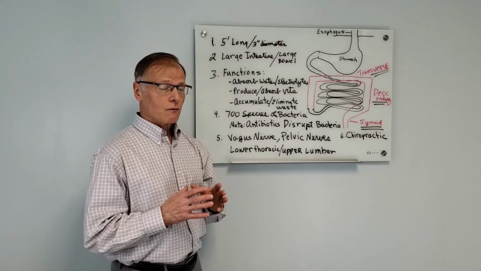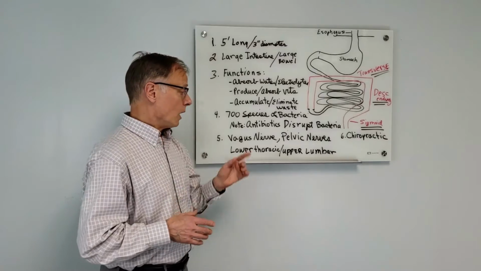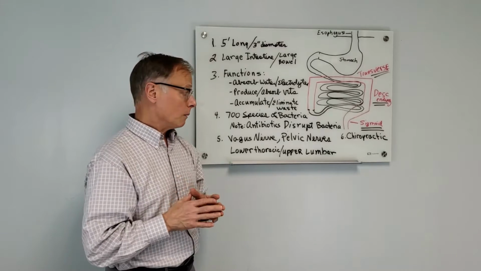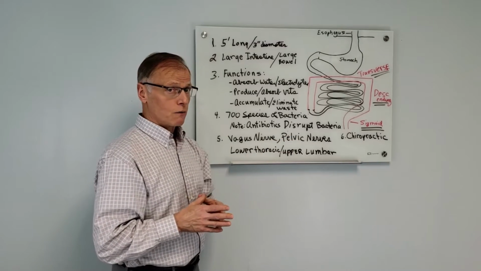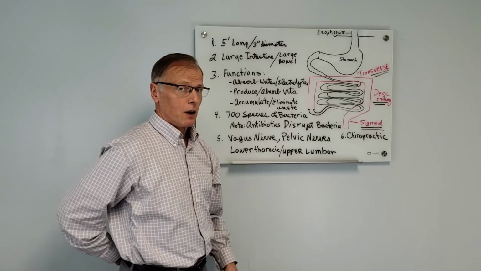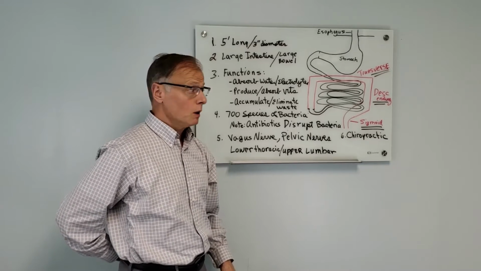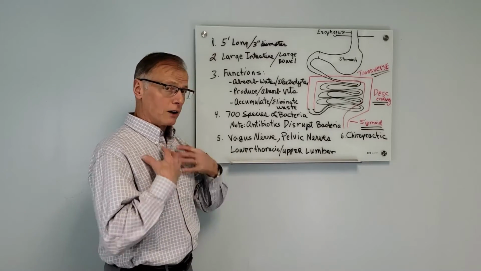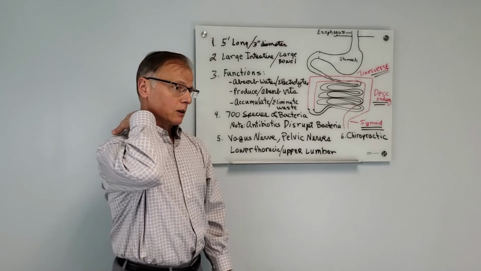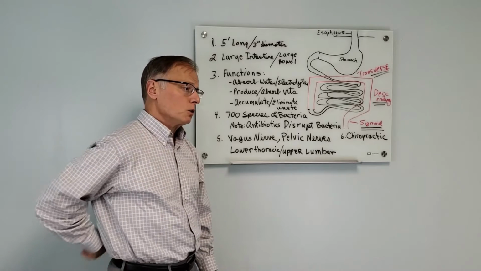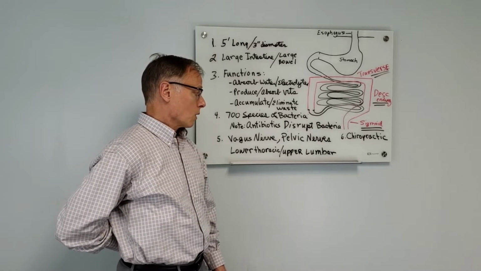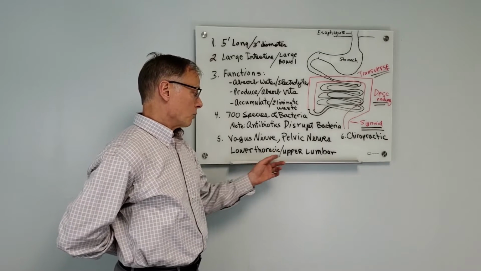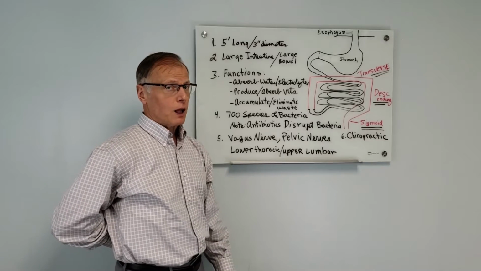There are three areas of nerve supply into the large intestine. You have the vagus nerve, which comes from the upper cervical spine and brain stem. The pelvic nerves are down along the tailbone. And lastly, the lower thoracic, since the thoracic spine runs from your shoulder area down to the upper lumbar spine area. So the lower thoracic and upper lumbar are the nerve supply.